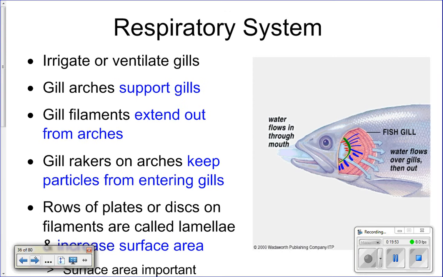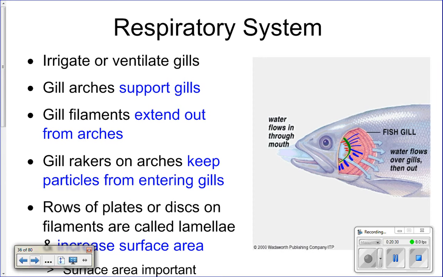Okay, so here's the structure of the gills. There's 4 major parts to the gills. You've got the gill arches, the gill rakers, the filaments, and lamellae. The gill arches are basically a bone, or a piece of cartilage that supports the gill. See the green line that's on the screen? That's the gill arch. The filaments, those are the blue lines. Those extend out from the gill arch, and on the filaments is where gas exchange will take place.